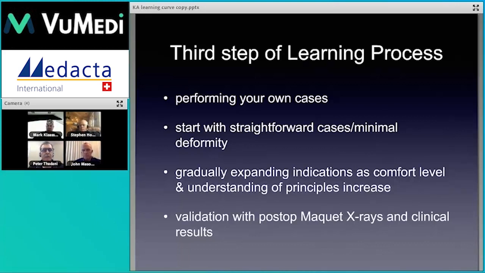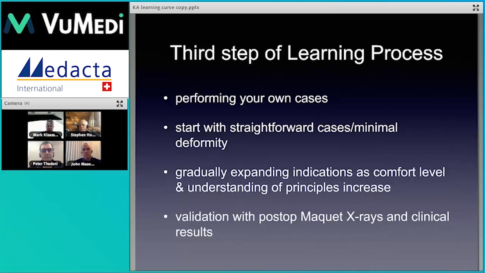I think for me, I started with straightforward cases with minimal deformity. I didn't want to jump into a case with a big deformity or unusual anatomy where I would potentially get into trouble and not know how to get out of it. Then as I became more familiar and comfortable with the technique, I gradually expanded my indications as I gained a better understanding of the principles.